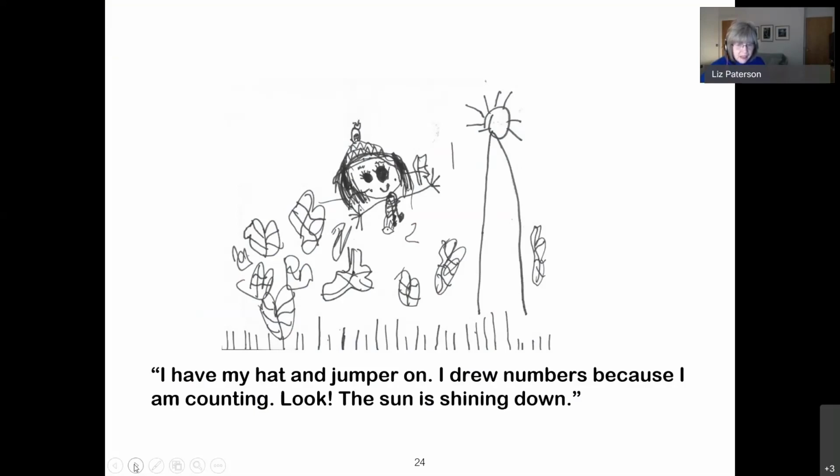I think it's amazing how this wee one has managed to convey within her drawing exactly what she was saying there, which was so carefully scribed by their adult. I have my hat and jumper on. I drew numbers because I'm counting. And look, the sun is shining down. Over to you, Marion.